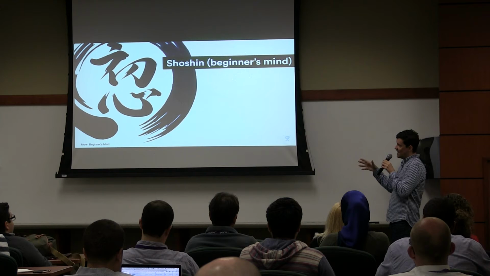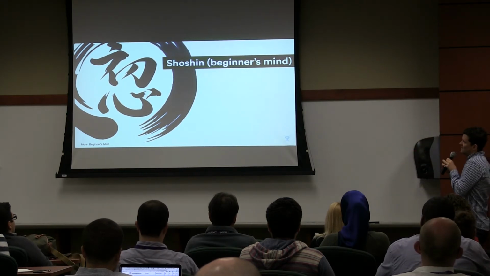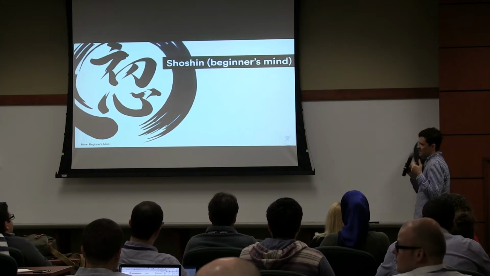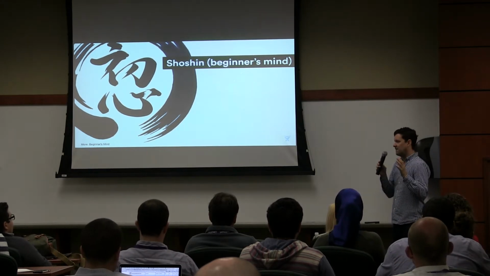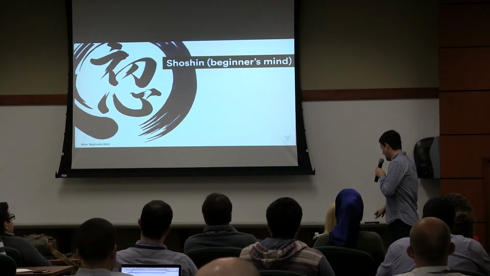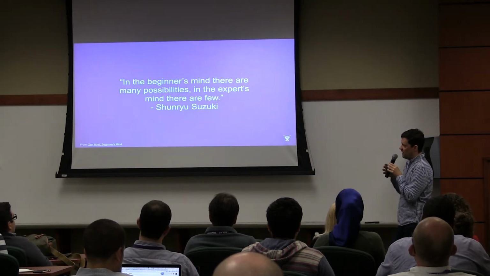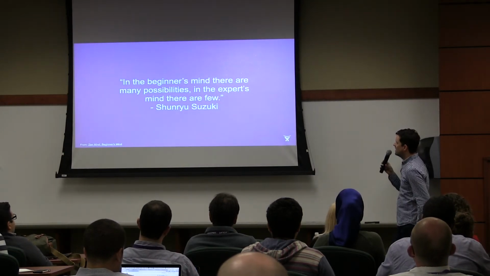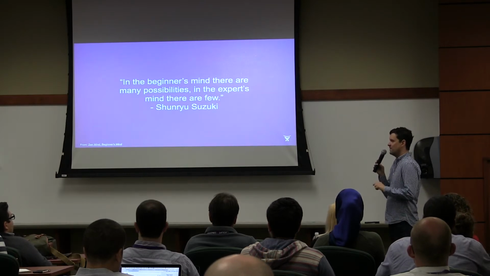So before I get into the actual soft skills, this is stuff that I have in this slide in all of my talks. So Shoshin, which is beginner's mind, it's essentially just being open-minded and willing to learn new things. I feel like with soft skills or hard skills, it's just a good thing to practice. That is this great quote by Shunryu Suzuki, who wrote a book called Zen Mind, Beginner's Mind. In the beginner's mind, there are many possibilities. In the expert mind, there are few.